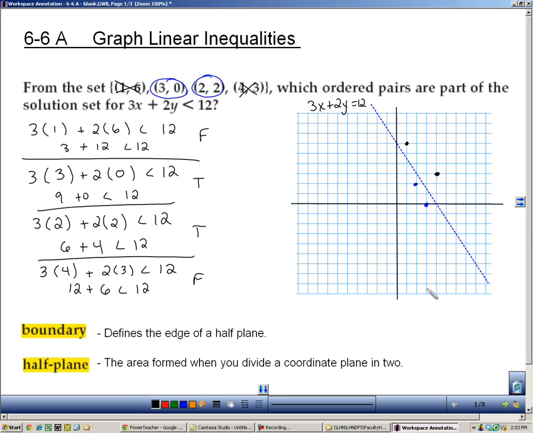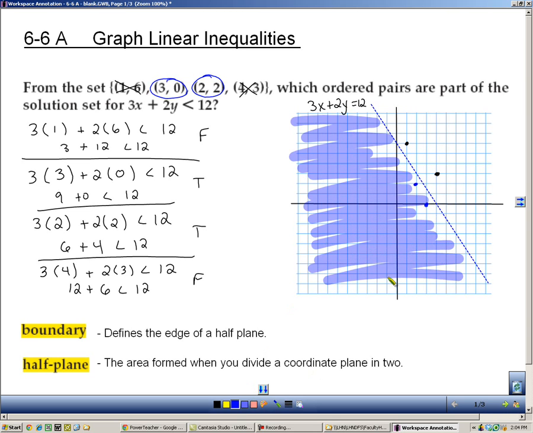I want you to notice something. The 2 points that make the inequality true are on the left side. The 2 points where it's false are on the right side. It turns out that every single point on the left side of this line will make this inequality true. And I'm showing you that by shading all of the points over here. Likewise, every single point on the right side will make it false.